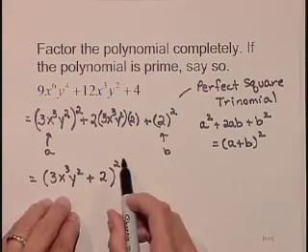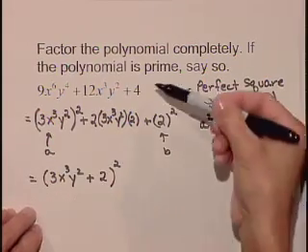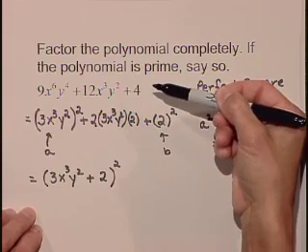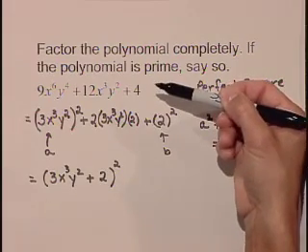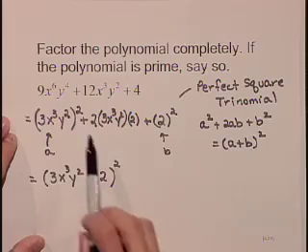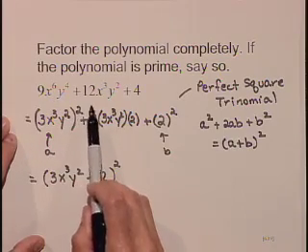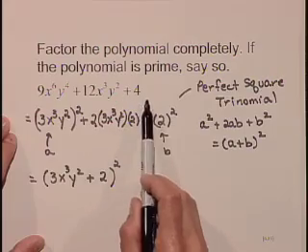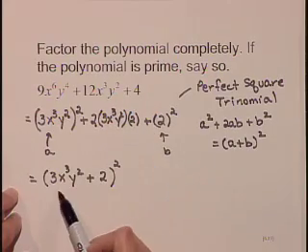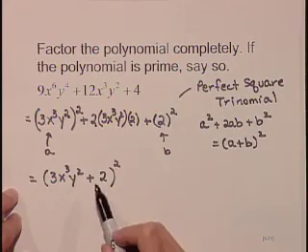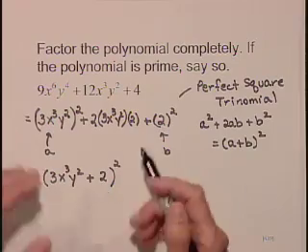As a check, we can square that, FOIL this out to ensure that we do indeed get our original polynomial. I think we will then find that the correct completely factored form of 9x to the 6th, y to the 4th, plus 12x to the 3rd y squared, plus 4 is indeed 3x to the 3rd y squared, plus 2, quantity squared.